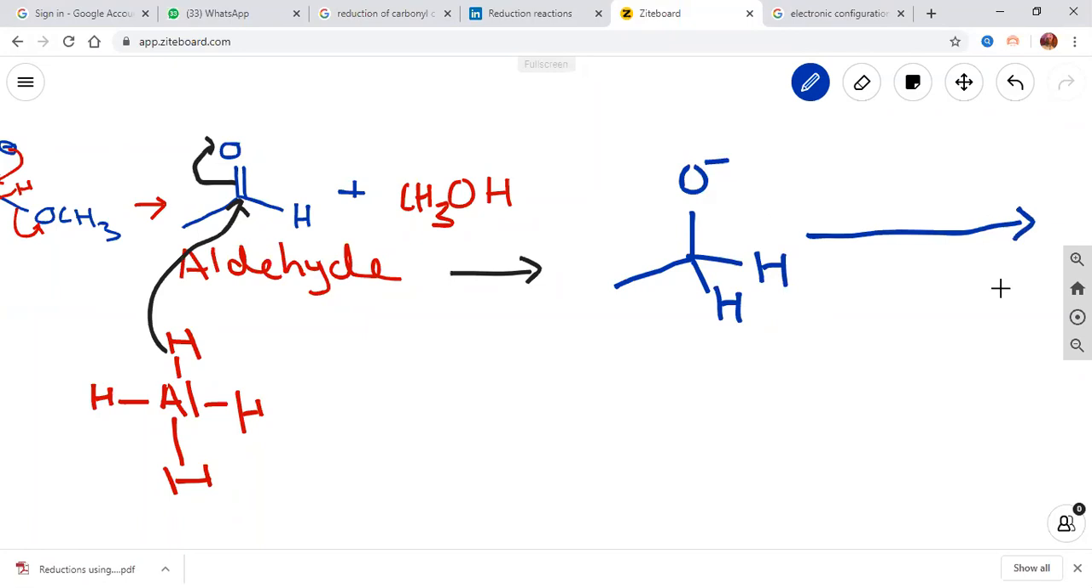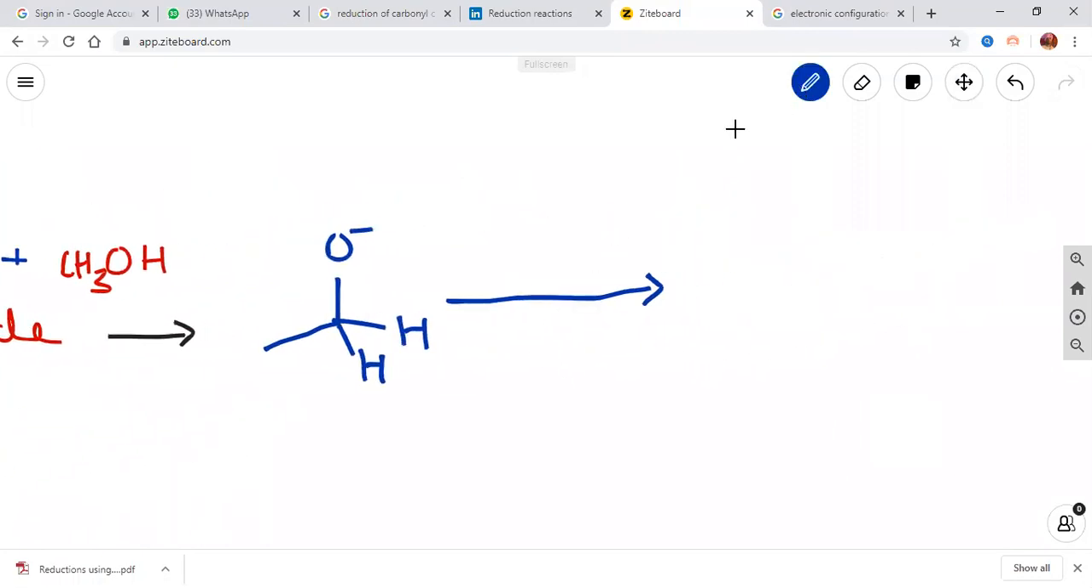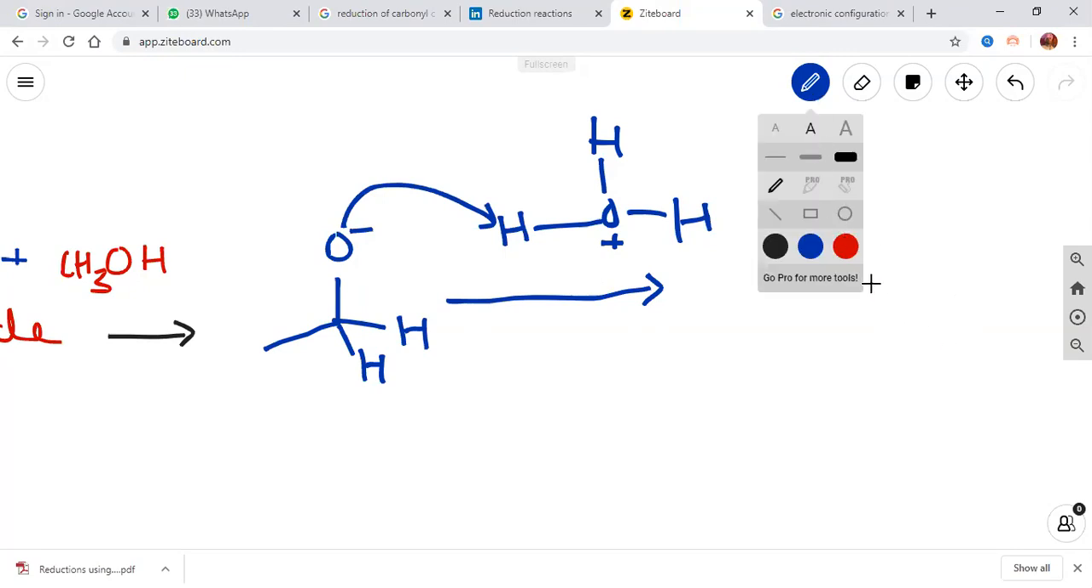So from the solution, in the presence of an acid, you can see here, in the presence of an acid, hydronium ion is the acid. This oxygen abstracts one hydrogen from the hydronium ion, and this bond collapses back to the oxygen to form the water molecule.